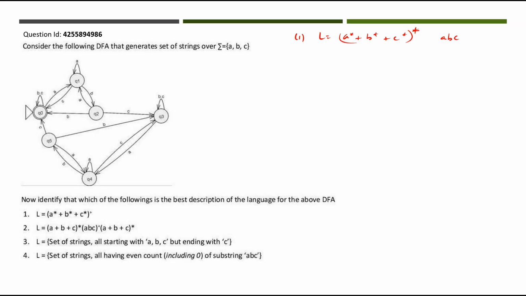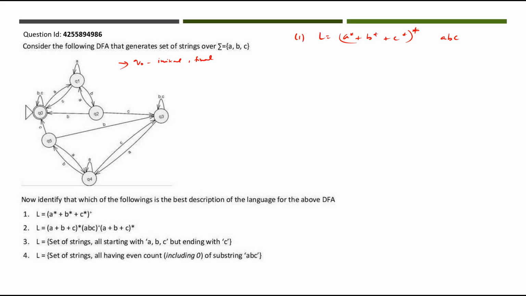Let's take ABC. From the DFA we can understand that Q0 is the initial state based on the arrow mark, and Q0 will be the final state too based on the double circle that it has. How shall we find that ABC is being accepted by this particular DFA or not? We have to start from Q0, go through ABC and check whether it is ending at Q0 again.